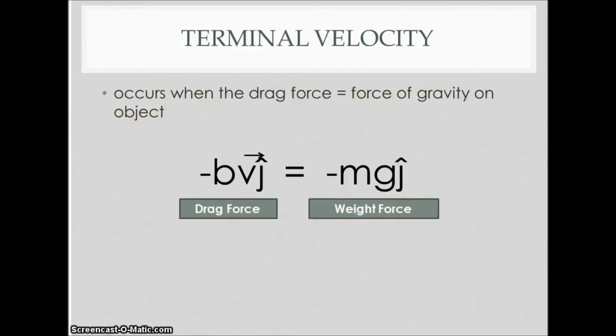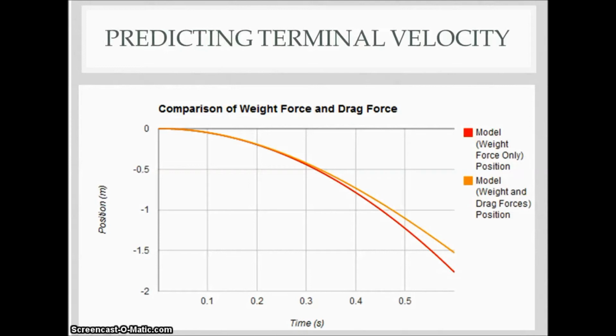Do either or any of my models predict a terminal velocity? To answer that, let's take a deeper look into what terminal velocity is. Terminal velocity occurs when the drag force is equal to the weight force on an object. In order for the combined weight and drag force model to be able to predict terminal velocity, this experiment would have to be much longer. Therefore, weight force is a pretty good indicator of terminal velocity.